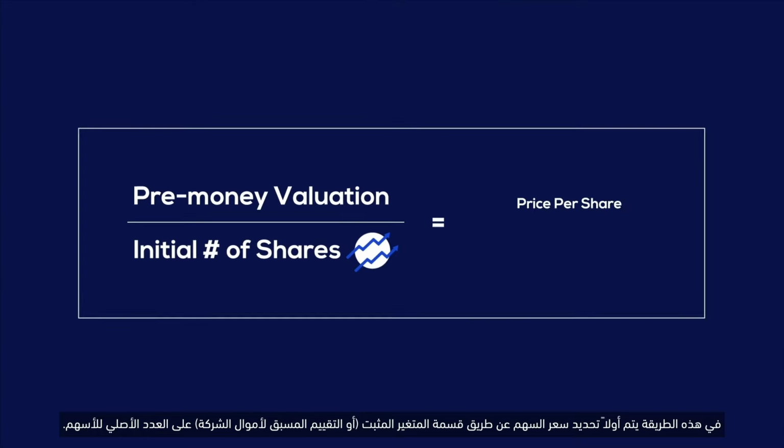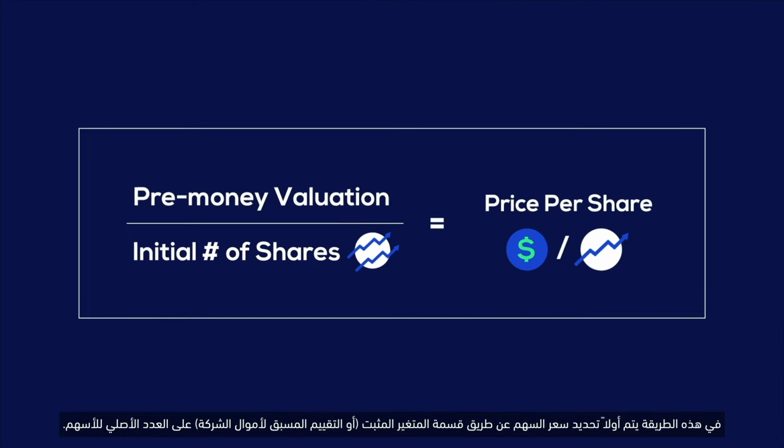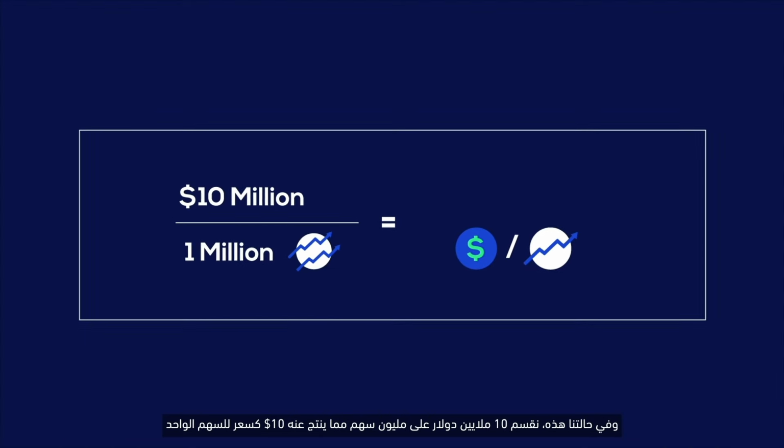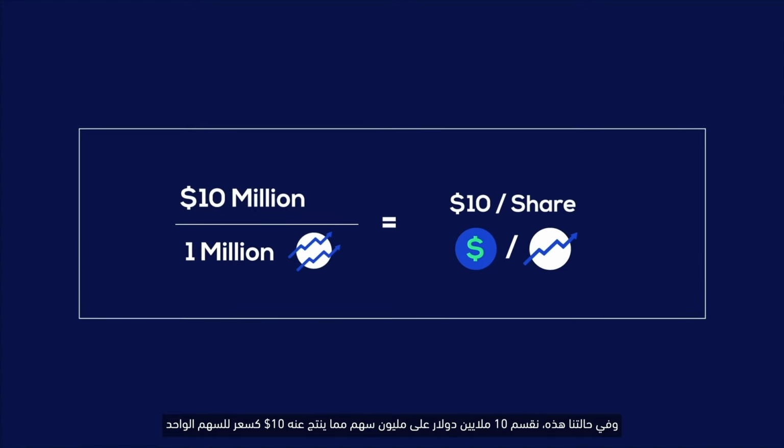So, the question is, how many new shares will you need to issue for each, the investor and the note holder? This method first finds the price per share by dividing the fixed variable, or your pre-money valuation, by the initial number of shares. In our case, we will divide $10 million by 1 million shares, which results in $10 as the price per share.